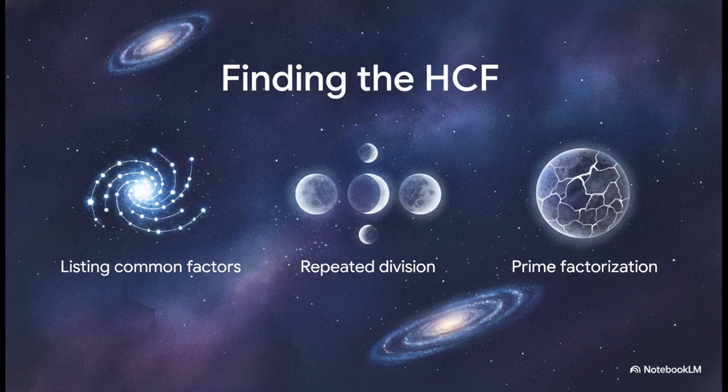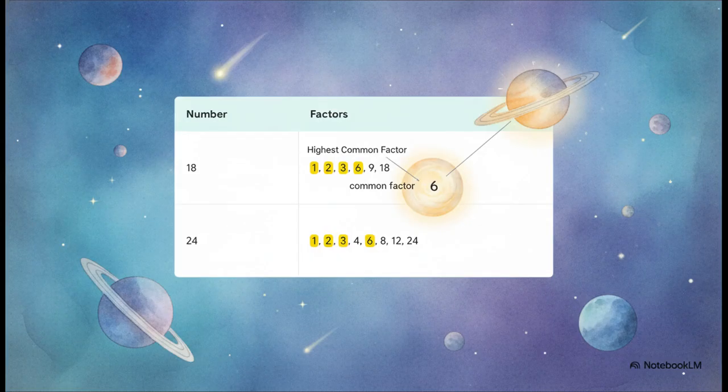You can list the common factors, you can use repeated division, or you can use prime factorization. I highly recommend memorizing this complete set of tools, as they are incredibly reliable for solving problems on your exams. Now, what's really interesting about this is how visually aligning the lists makes the highest common factor just pop right out at you.